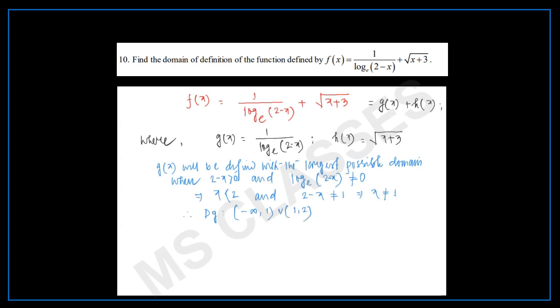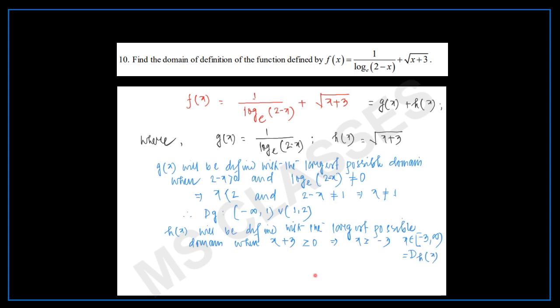Next, we move on to h(x). h(x) will be defined with the largest possible domain when x plus 3 is greater than or equal to 0. So x is greater than or equal to minus 3. So x belongs to minus 3 comma infinity. This is the domain of h(x).